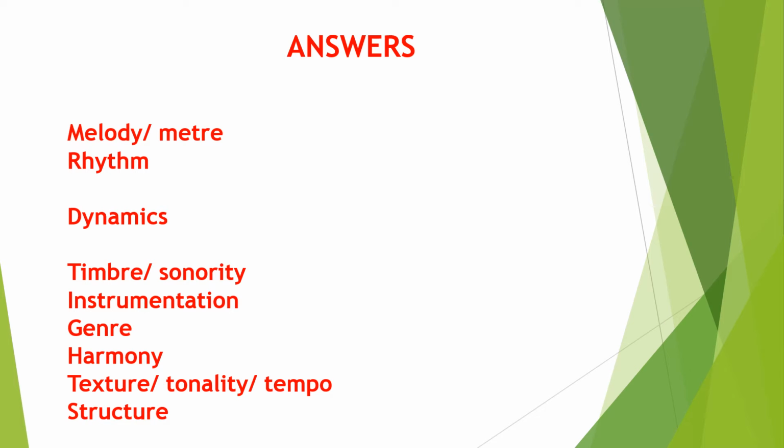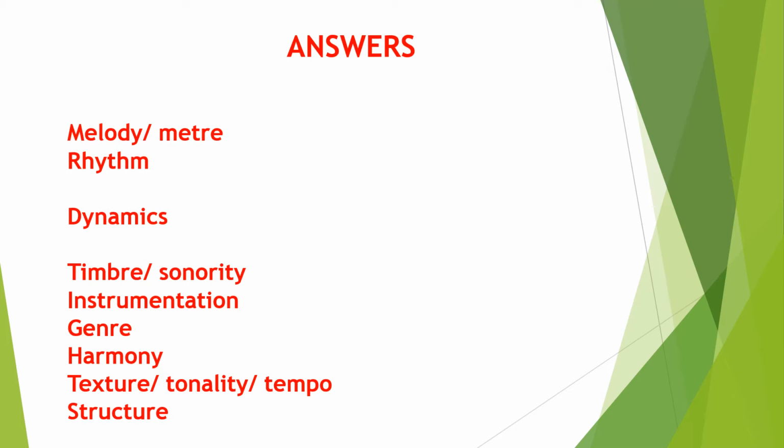I would now like you to get a different colour pen to either give yourself a tick if you've got the answer correct, or if you're missing any information, to add any information. For M, we have melody and meter. For R, we have rhythm. D, we have dynamics. For T, we have timbre and sonority.